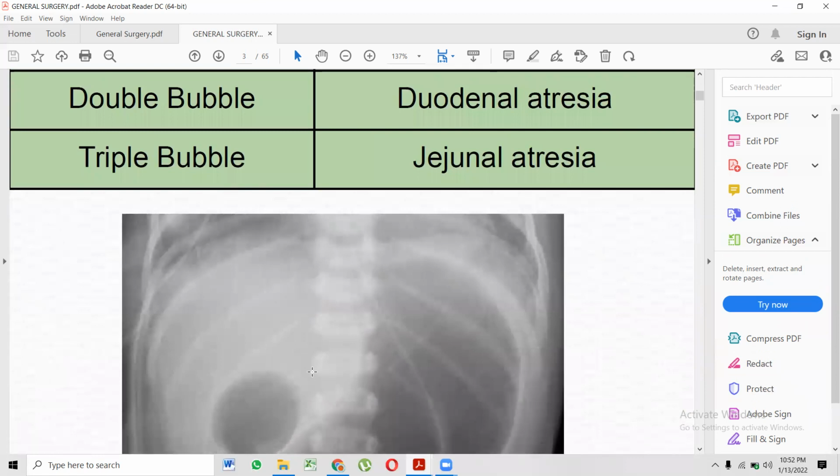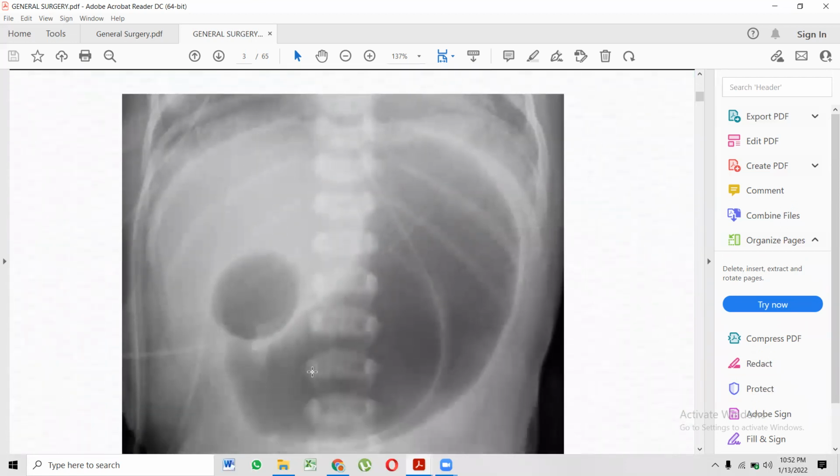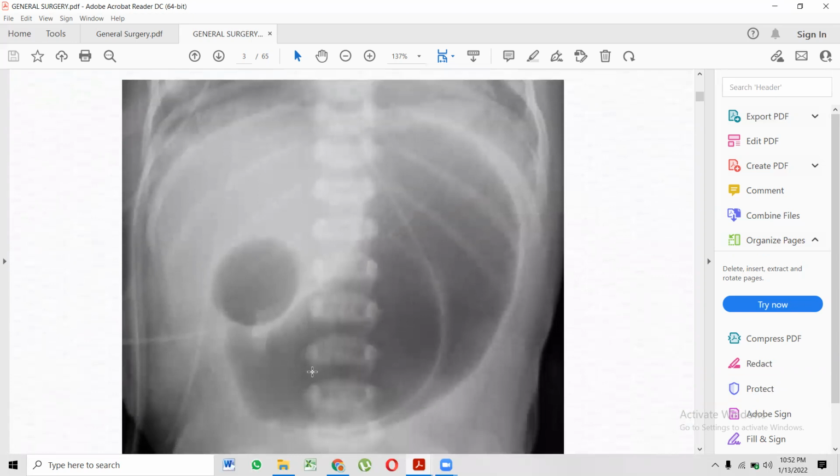Let's see an example. Now you can see that one bubble is this one and the other is this one. So it's a double bubble sign. It is most likely duodenal atresia.